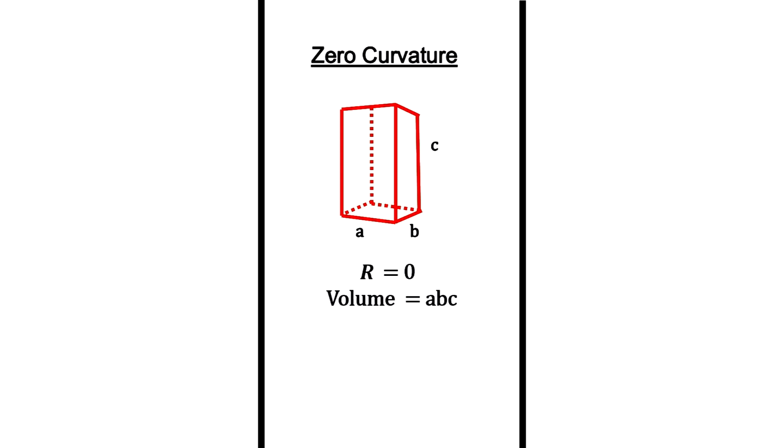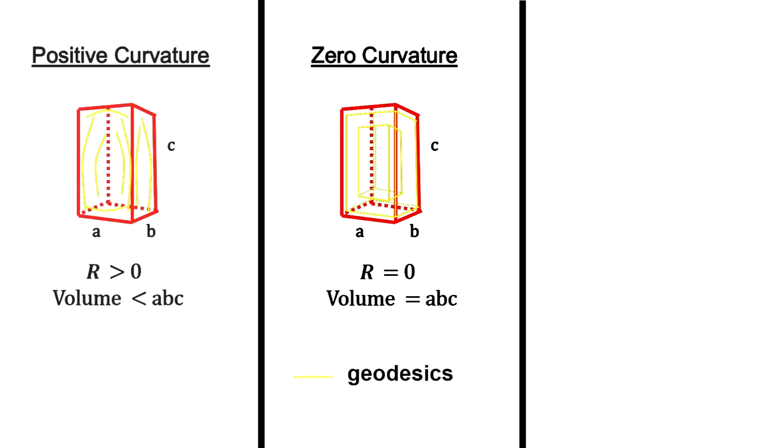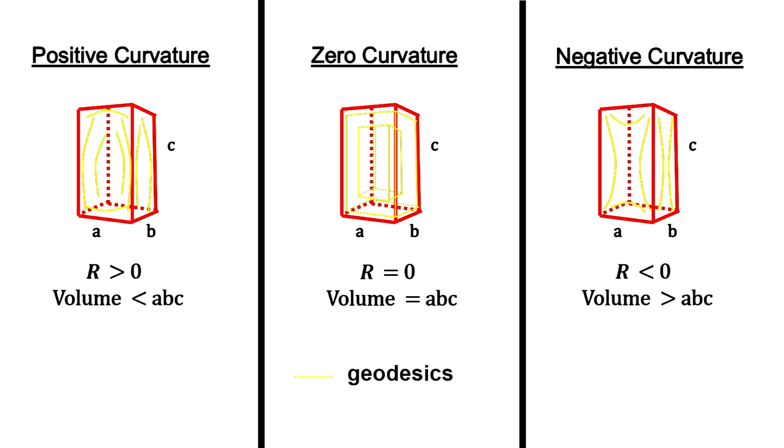For example, in Euclidean flat space, a cuboid's volume is A times B times C. The yellow lines represent geodesics inside the box. The volume is less than this if the Ricci curvature in the interior region is positive. In other words, it's smaller on the inside. The volume is more than this if the Ricci curvature of the interior region is negative. In other words, it's larger on the inside.